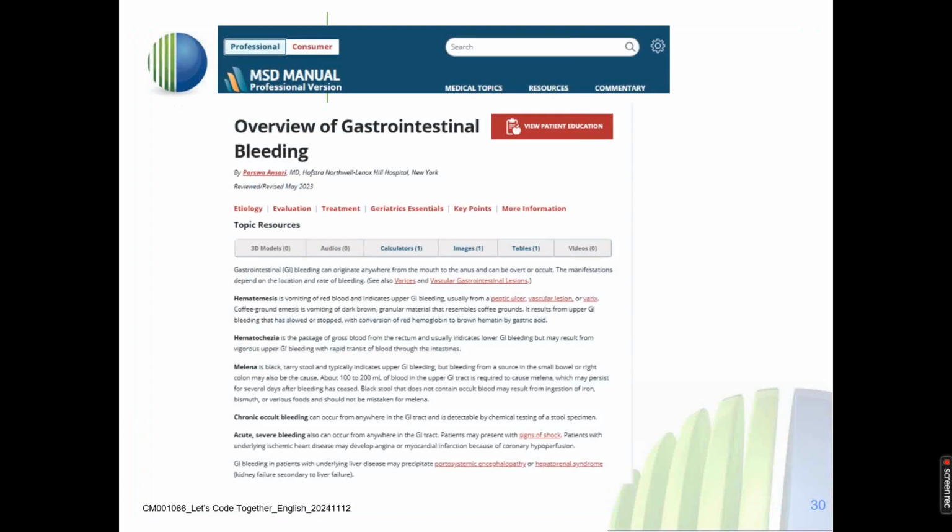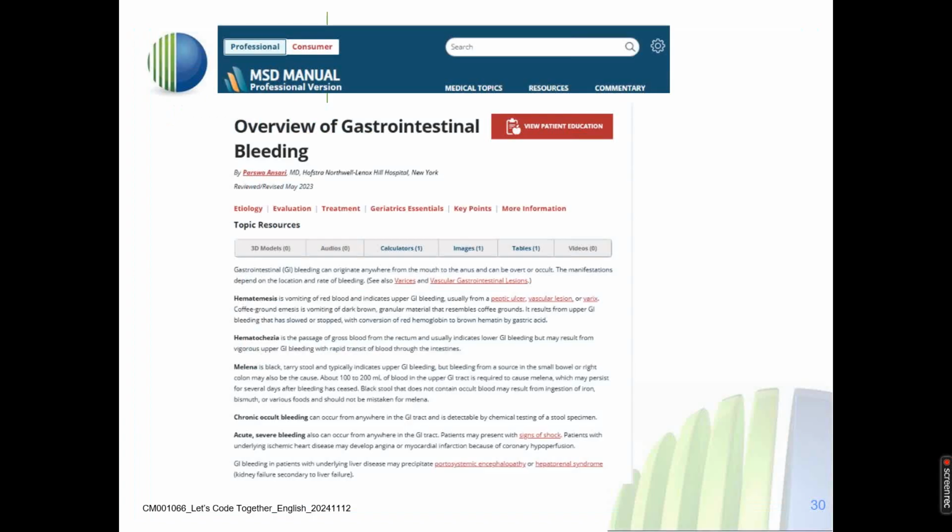This is the MSD Manual. And we see here we've got some definitions or descriptions of the conditions. Hematochezia is the passage of gross blood from the rectum, usually indicating lower GI bleeding, but may result from vigorous upper GI bleeding with rapid transit of blood through the intestines. So this reference is telling us that hematochezia is more like fresh blood, rather than occult blood. It's gross blood. So you would either think it's coming from low down in the tract, or if it's a very heavy bleed and it's passed through quickly, there may not have been time for it to be digested. So it may come out as more like fresh blood, depending on the transit speed through the gut.